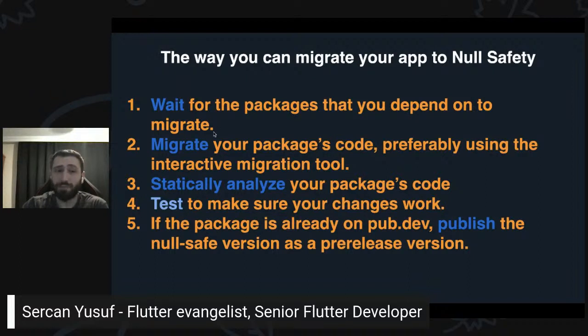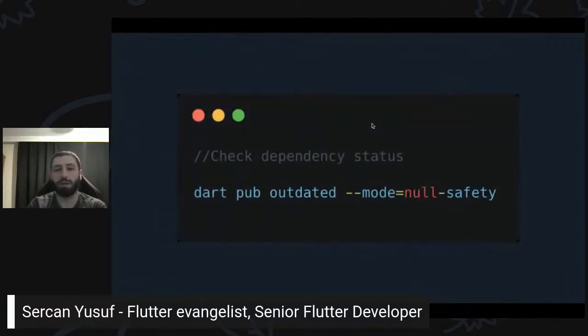So first of all, okay, we can wait, but after we wait, what are we going to do? We can migrate our packages' code. If there are some packages that we are using in our project that haven't been migrated, we can give support to them, or if we have some packages of our own, we can also start migrating them to give support to the community as well.